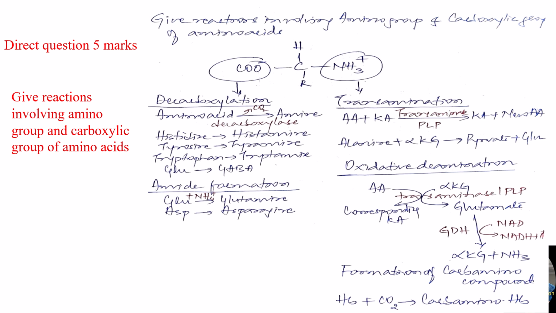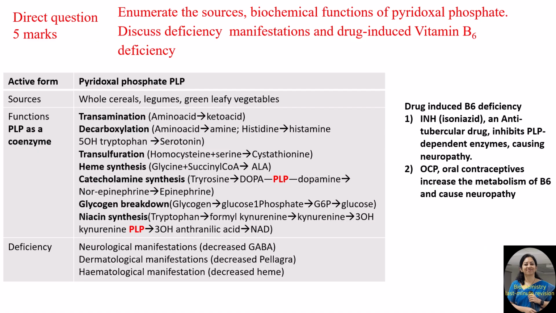So this oxidative deamination is taking place in the liver, and this is one more example of reaction of the amino group. The third example is formation of carbamino compound, where hemoglobin combines with carbon dioxide to form carbamino globin.